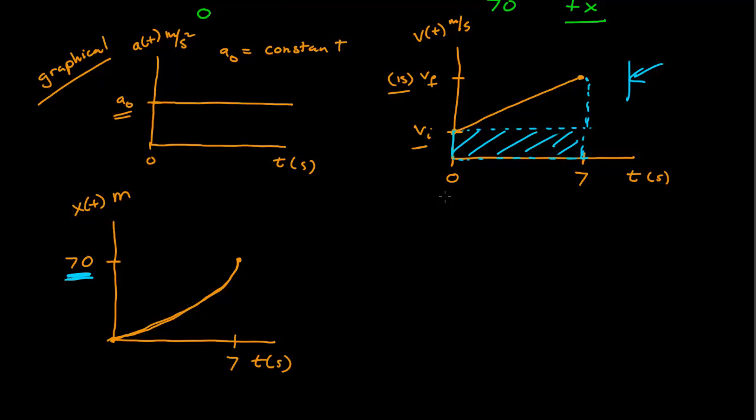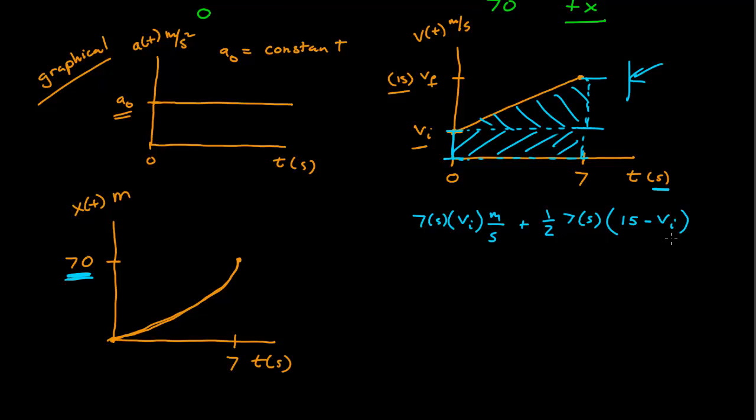And so the area of this rectangle is 7 seconds. So this dimension here, the area under this curve, has units. It's important to keep those units. So 7 seconds times the height of this rectangle, which is our initial velocity in meters per second, which is unknown, plus the area now of this triangle. Area of a triangle is 1/2 the base, which is 7 seconds, times the height here, which is the difference between the final velocity and the initial velocity. And so that's 15 minus the initial velocity.